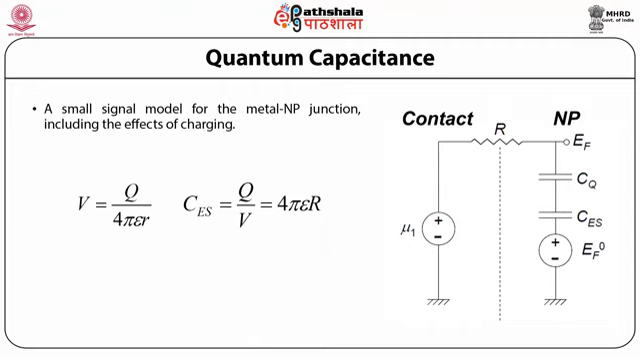For example, the capacitance of a nanoparticle with the radius R equal to 1 nanometer is approximately CES equal to 10 to the power minus 19 farad, and the charging energy is then UC equal to 1.6 electron volt per charge.